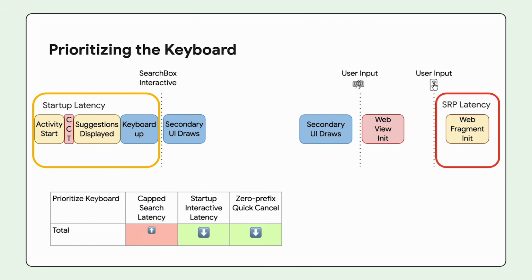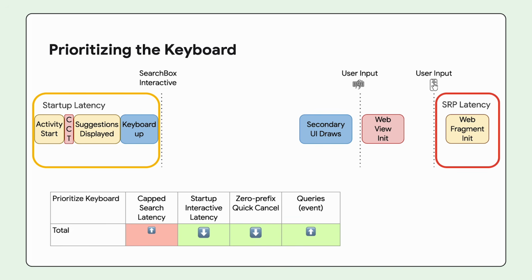Now, there was a slight search latency regression. We hypothesized that this was mainly on zero prefix suggestions clicks. These were probably users who tapped on suggestions before WebView was done initializing, and we also hypothesized that no one was actually getting to the SERP later. However, our other performance metrics were much improved. In particular, startup interactive latency was greatly reduced. Also, this keyboard launch greatly reduced quick cancellations for text searches, the zero prefix slice especially.